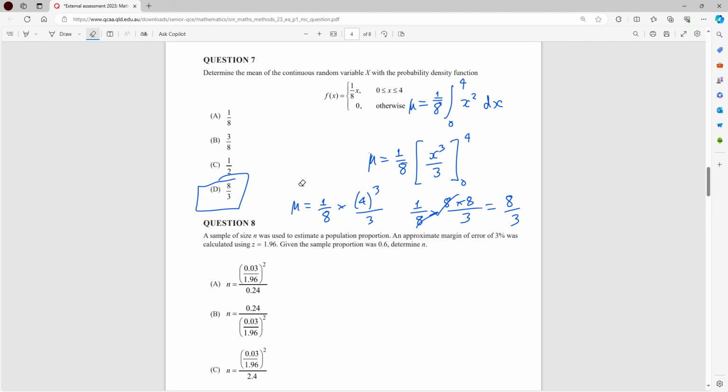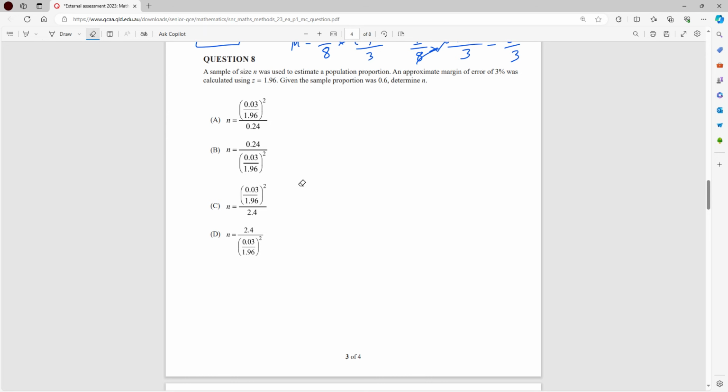Okay. Righto, so let's take a look at question 8. If you have any questions about question 7, leave something in the comments and I'll try my best to answer it, okay? So, the sample size n was used to calculate a population proportion. The approximate margin of error was 3%, calculated using a z-score of 1.96. Given the sample proportion was 0.6, determine n.